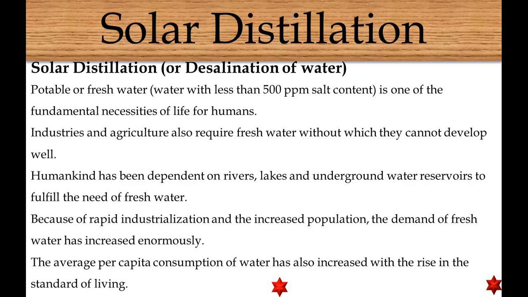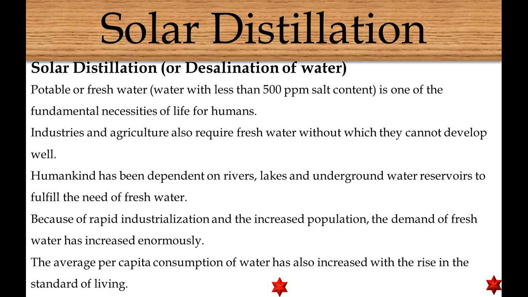Next, solar distillation or desalination of water. So potable or fresh water is one of the fundamental necessities of life for humans. Industries and agriculture also require fresh water without which they cannot develop well. Humankind has been dependent on rivers, lakes and underground water reservoirs to fulfill the need of fresh water. Because of rapid industrialization and the increased population, the demand of fresh water has increased enormously.